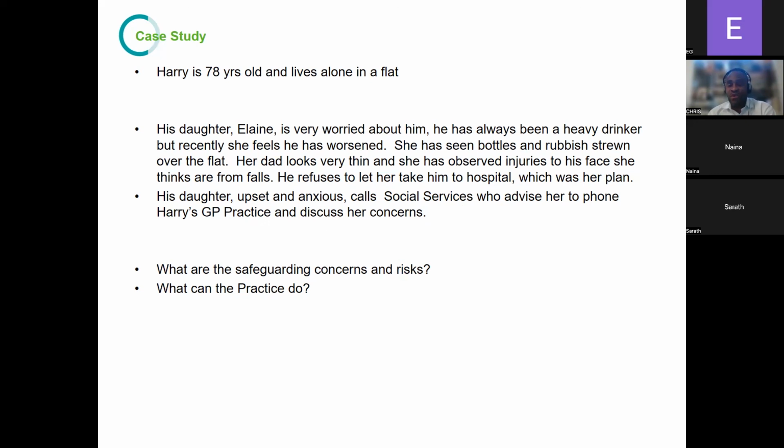Okay, so you have picked up these concerns. What would you do as a practitioner? And what do you think the GP practice would do? So this is a very clear safeguarding issue. Sometimes you might not think about it like that, but adults, elderly people go through a lot of things that raise a lot of safeguarding concerns. What do you think?